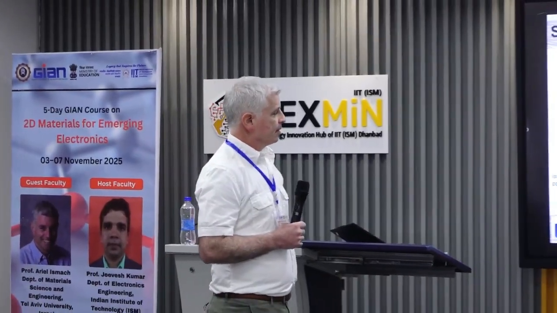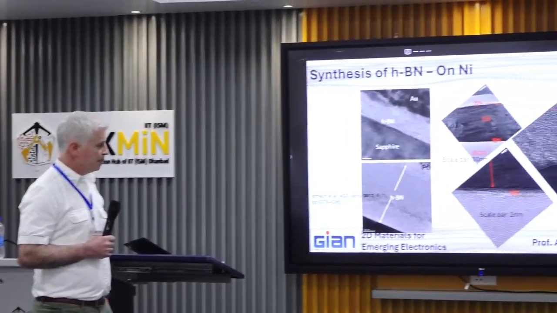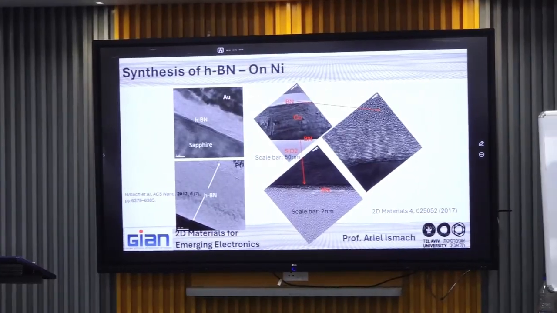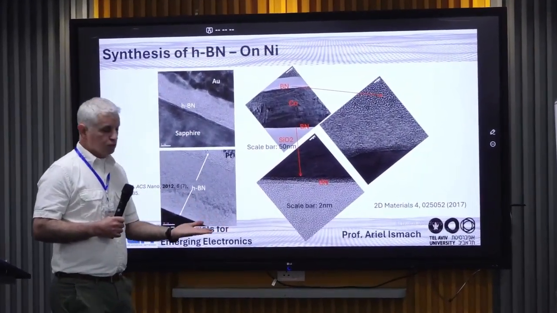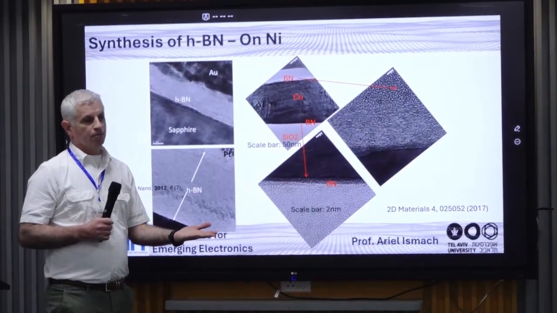Another issue that is similar to the case of graphene, and I didn't mention that here yesterday, is the fact that since the boron and some of the nitrogen also diffuse through the metal, you have the possibility in some cases to grow the layer at the bottom part of the metal. What do I mean by that?